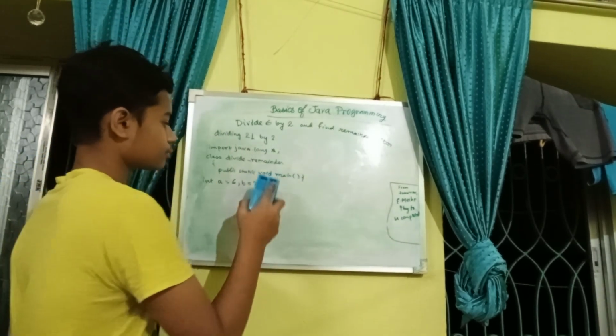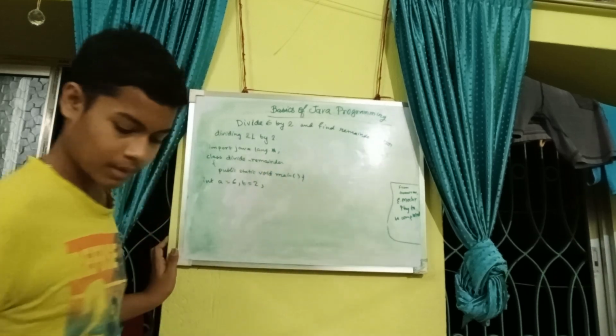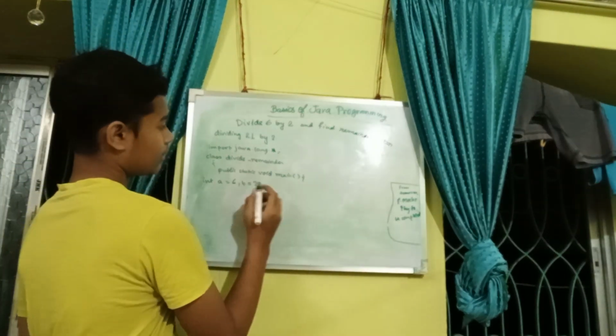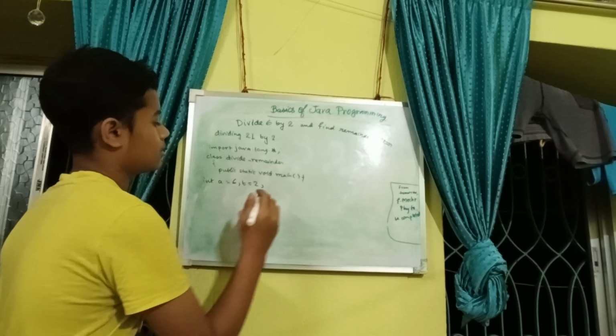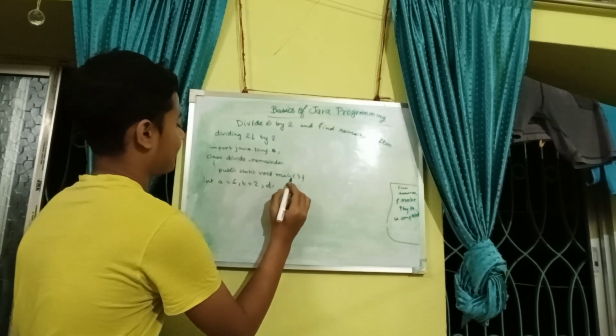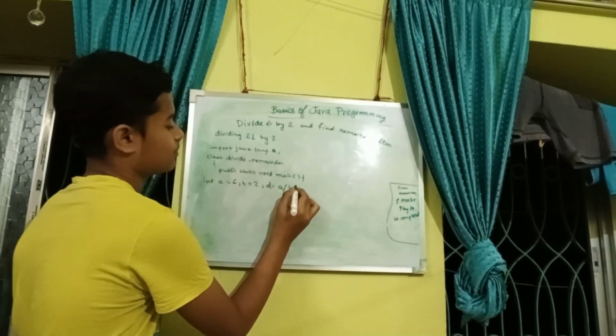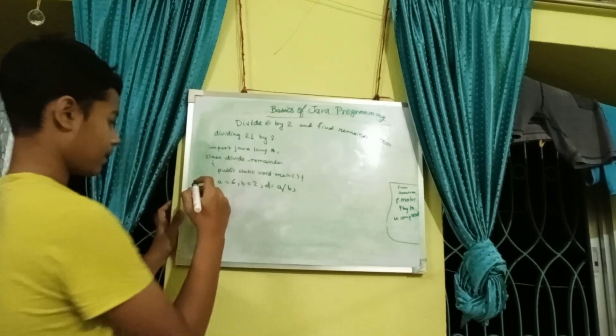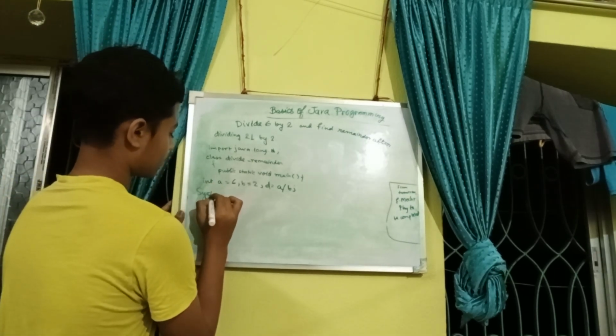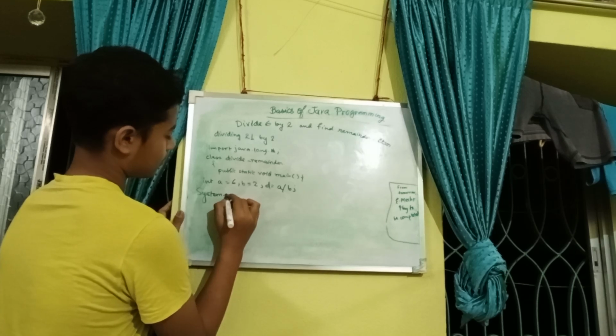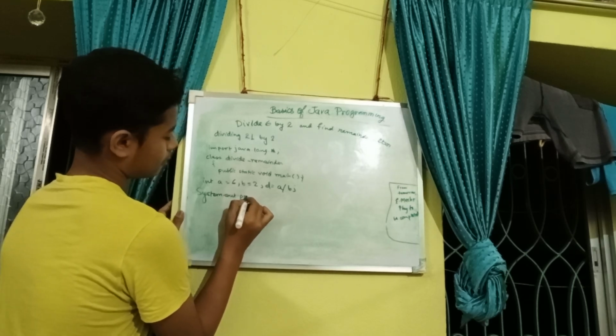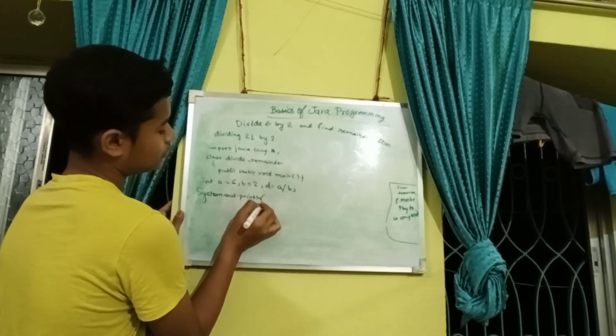So if d is equal to a slash b, okay, then again printing the value.